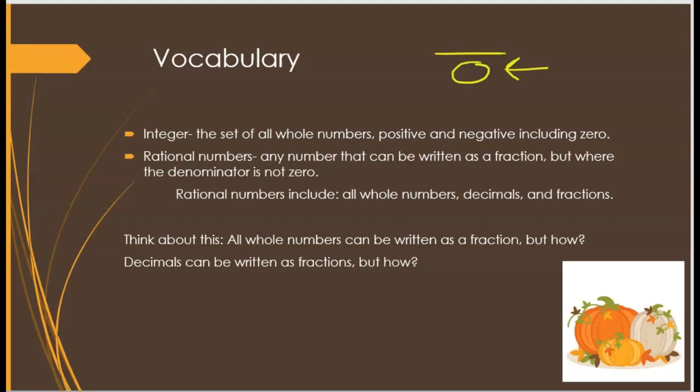But let's think about this a while. Wait a minute, you said whole numbers were integers. Well, but they're also rational numbers because we can write a whole number as a fraction by just putting it over 1. Bingo.